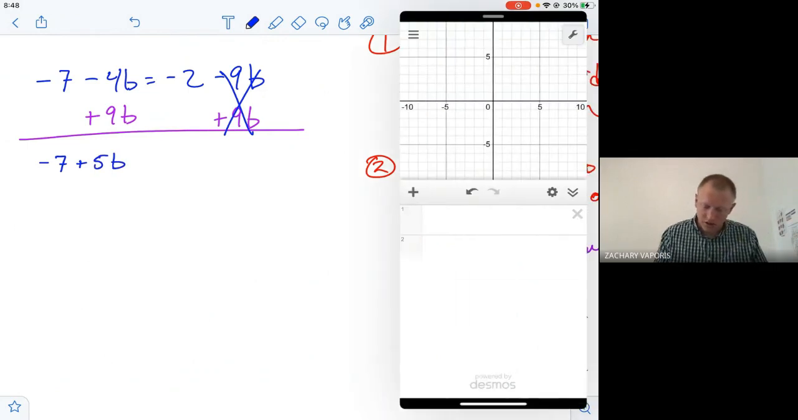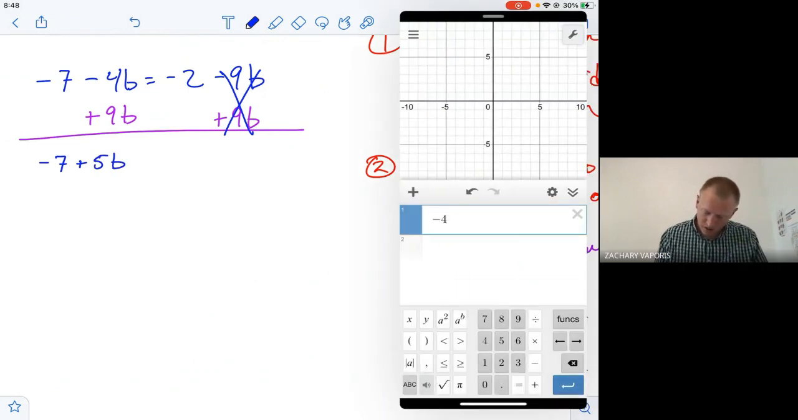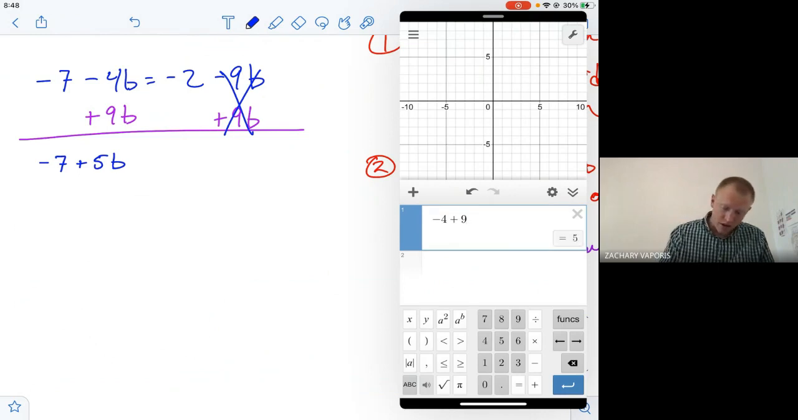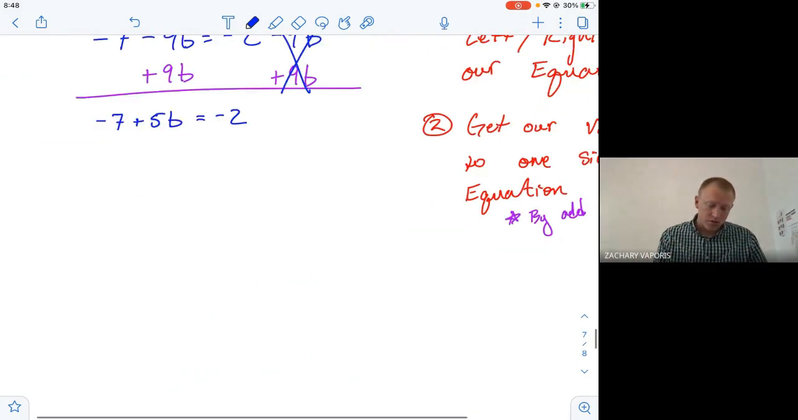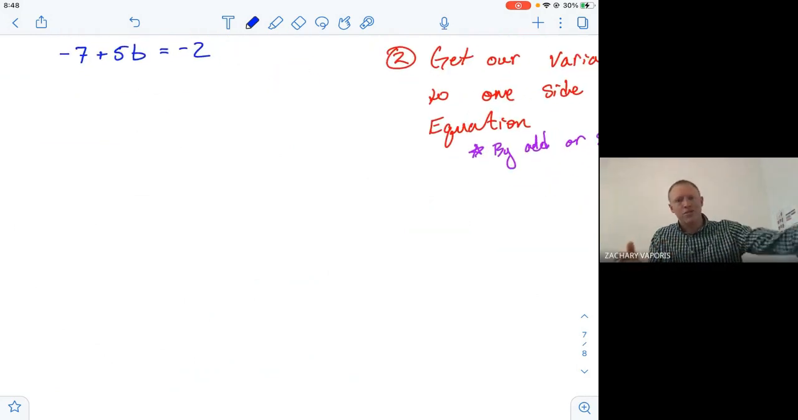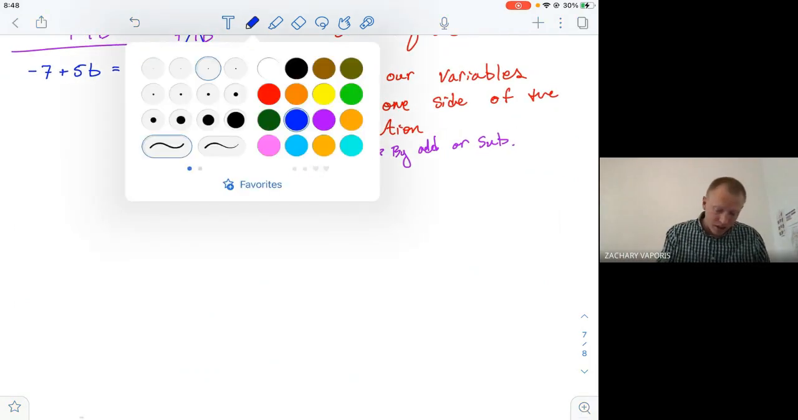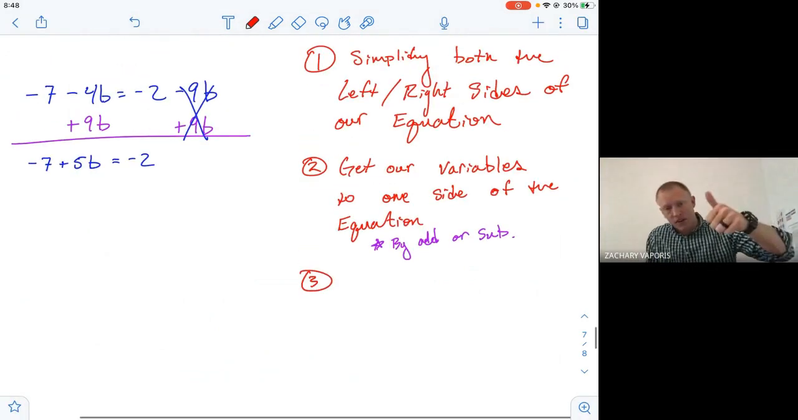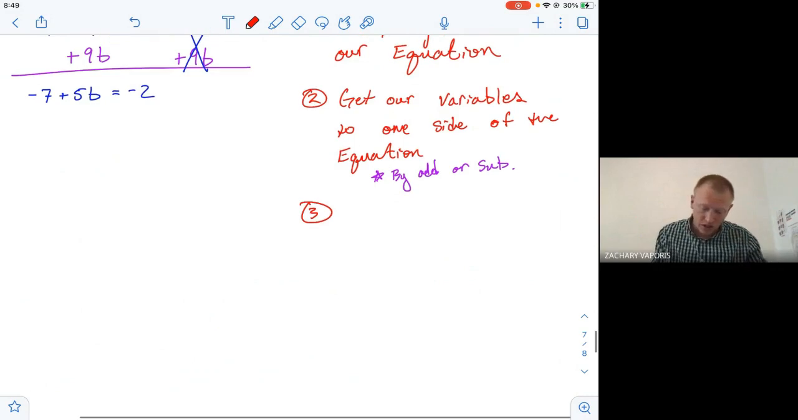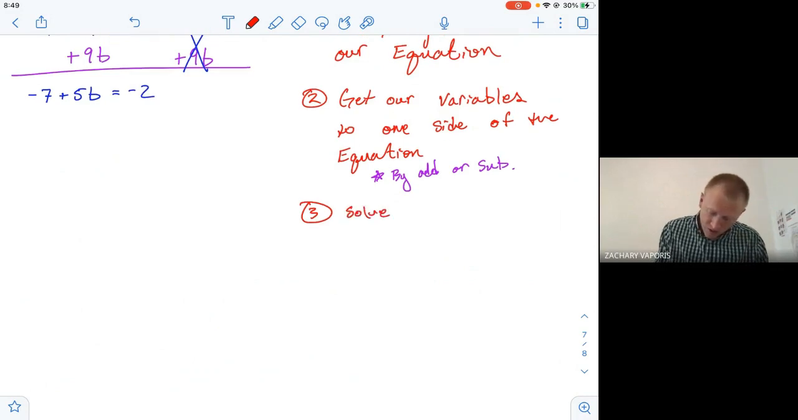If you guys struggle with this, let's just double check. -4 plus 9, that's our 5, right? Is equal to -2 now. And so now we are left with this very simple two-step equation, right? If you do these 3 steps right here, you simplify, you get your variables to one side, all you need to do now is solve the two-step equation.